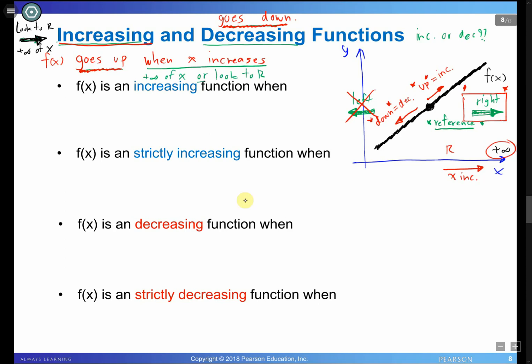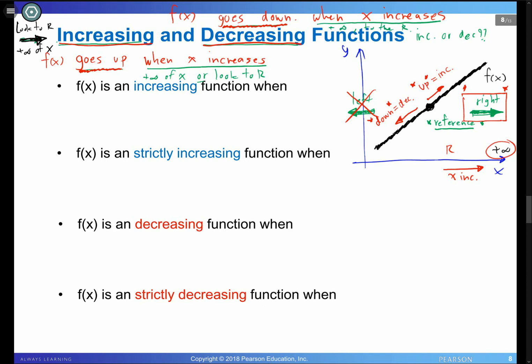Okay, now let's do the same for the decreasing function. The definition up here, decreasing, means that the function value f(x) has to go down. And now we specify the direction that we look at the function. When x increases, same direction, to the right, to the positive infinity. Okay, once again, make a note right here. When x increases, same meaning as positive infinity and to the right. So from now on, it's going to be this, to the right, to determine this property.